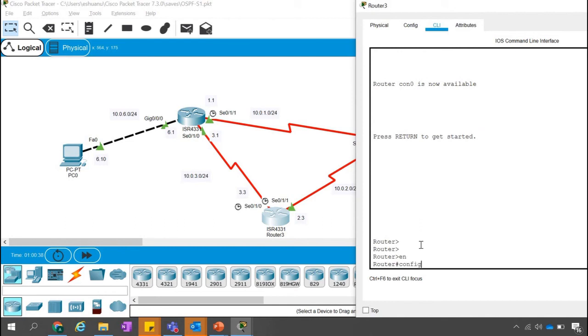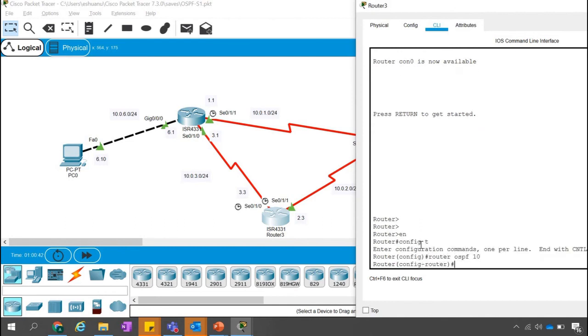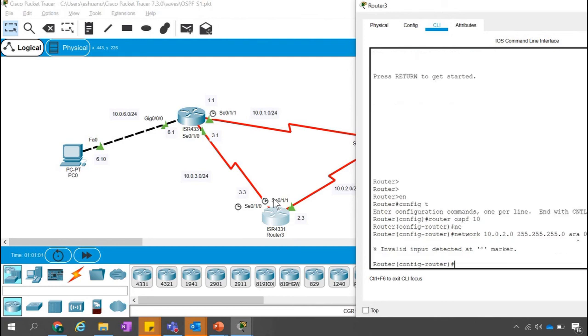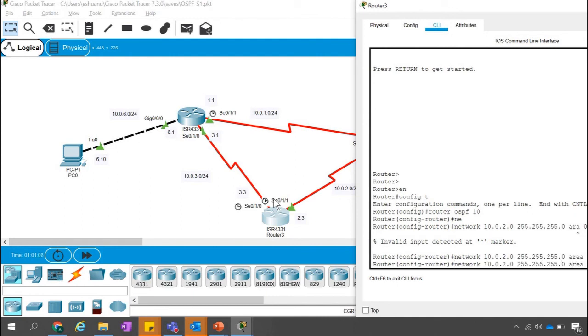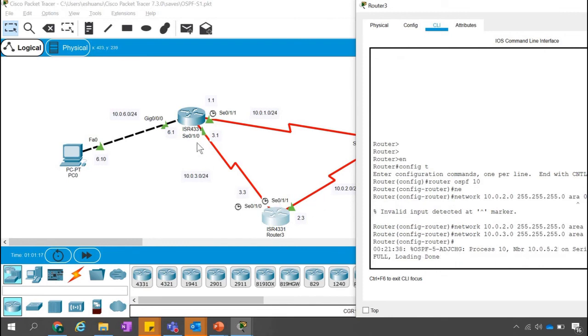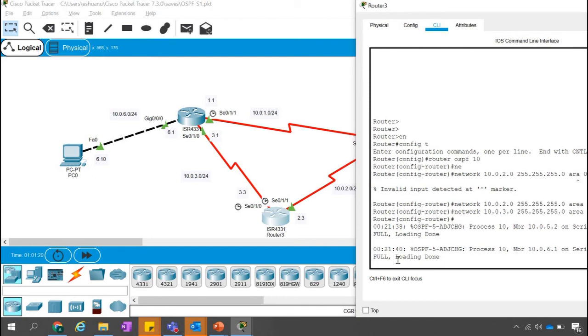Enable, config t, router ospf 10, network. We have to give two networks, 10.0.2.0 and 10.0.3.0. So 0.2.0 and the subnet mask will be 255.255.255.0, and I'm putting all in area 0. Oh, spelling mistake. Area 0. Same thing we are going to do with the 3.0 network. And now we should get two messages that the neighborship is coming up, with routers 3 and 2. Yes, we're getting the two messages that the loading is full, right?